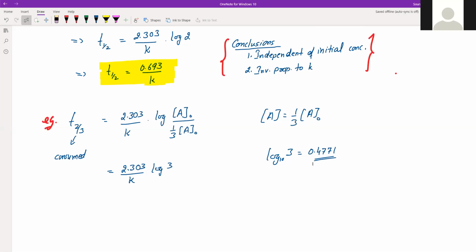And this half-life is important, and with a similar approach you can also find half-life of second order reaction or zero order reaction.